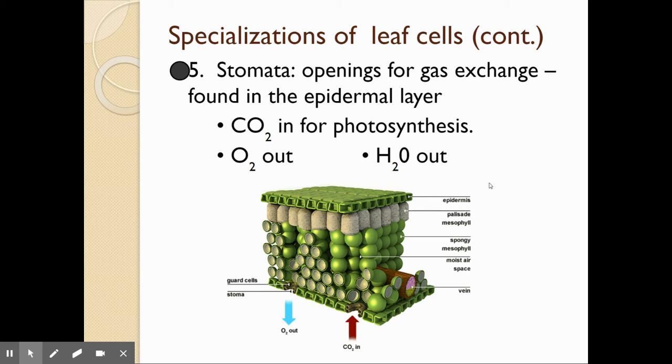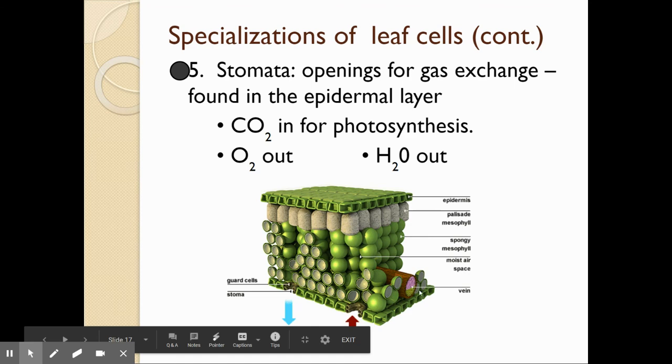Now, what you have to understand is that the reason the stomatas are on the underside of this plant is because if you think about where sunlight hits, it hits the top part of the plant up here. And what we don't want to do is dry the leaf out. So the stomatas are located on the underside to stop too much water evaporation from occurring.